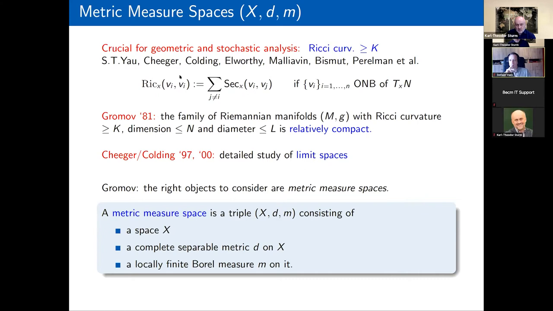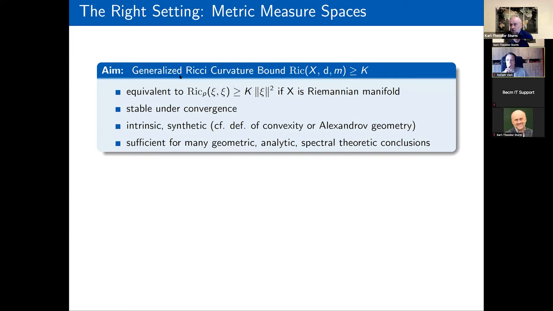And what do we expect from a synthetic notion of Ricci curvature bounds? First of all, of course, we want that such a synthetic notion is equivalent to the classical Ricci bound if we are in the smooth setting. Secondly, we expect that such a synthetic notion is stable under convergence. So this is the only way to extend from limits of manifolds to whatever singular spaces. And thirdly, it should be intrinsic or synthetic in the sense that it really is described in terms of metric measure space quantities, as we describe convexity intrinsically, or as Alexandrov geometry is defined intrinsically, and not in terms of limits of approximating manifolds.